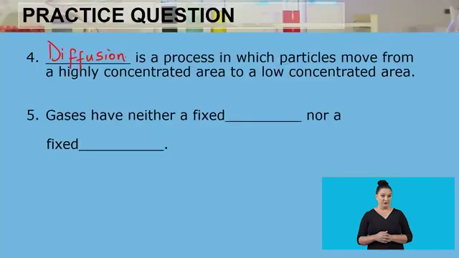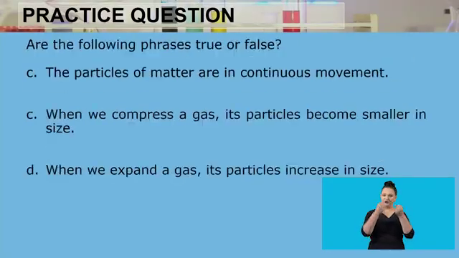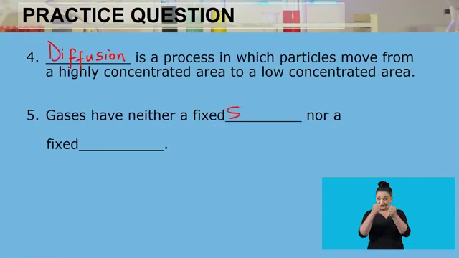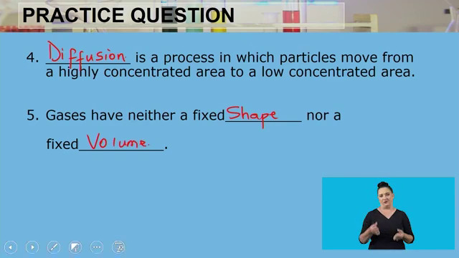So my next question is saying, gases have neither a fixed something nor a fixed something. So we need to think of the properties of gases. They're saying that they do not have a fixed shape or a fixed volume. So therefore, the gases have neither a fixed shape, nor a fixed volume. Right, that was easy enough.